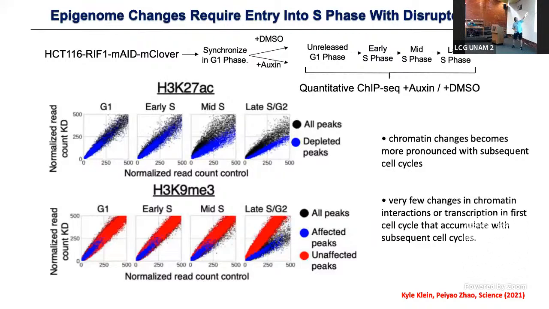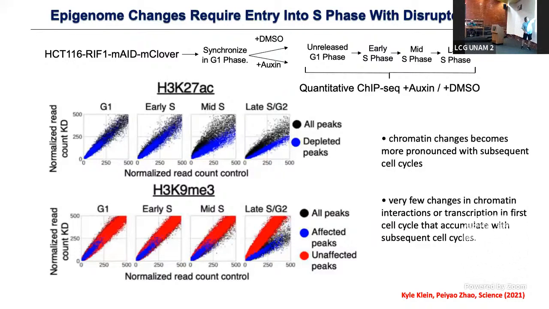So then we basically synchronize the cells in G1 first, and then we knock down RIF1. And then we can either hold them in G1, don't let them go into S phase, don't let them start their replication program, or go ahead and let them in, okay? And then we'll let them go through S phase, and then we do the ChIP of the different post-translational modifications. So I'm showing two of those here, and what's in blue are the peaks that are going to be affected by RIF1, okay? And in black is the rest of the genome.